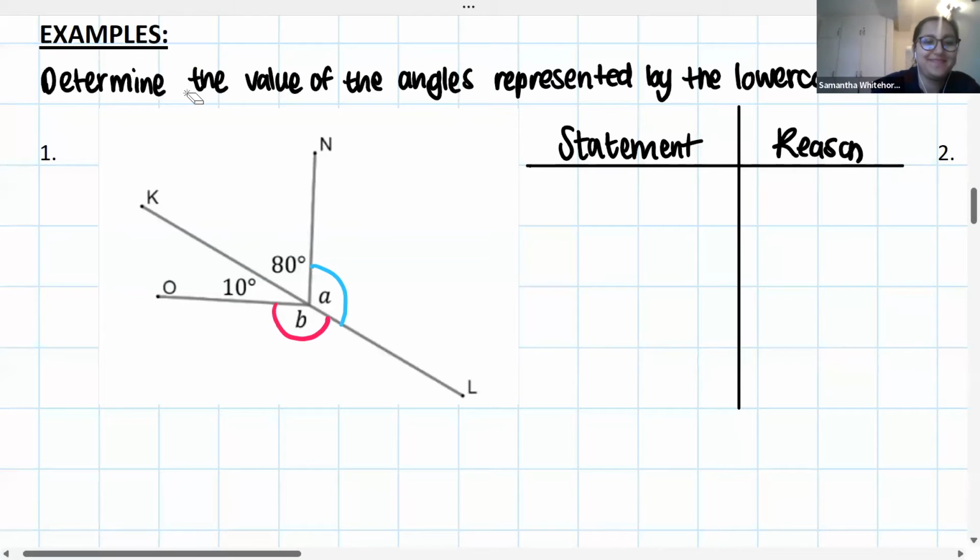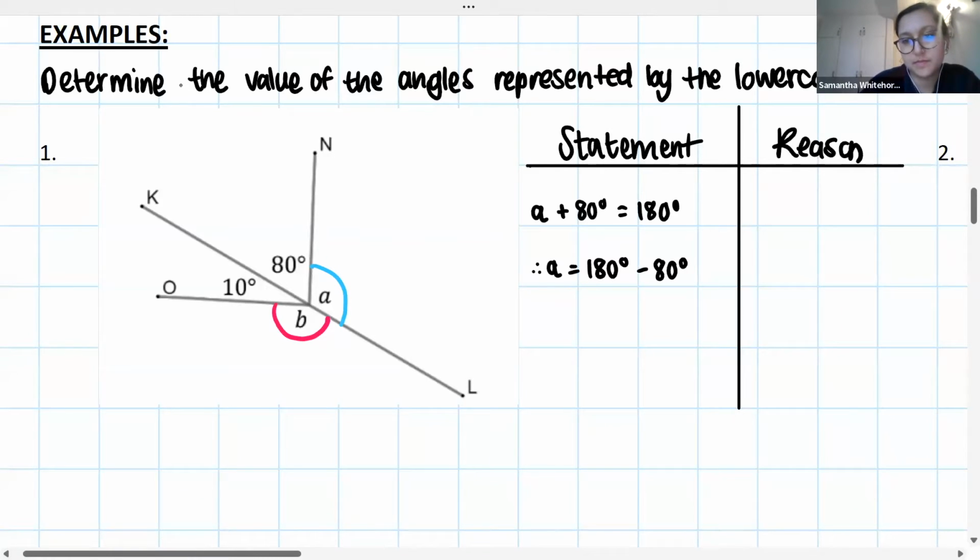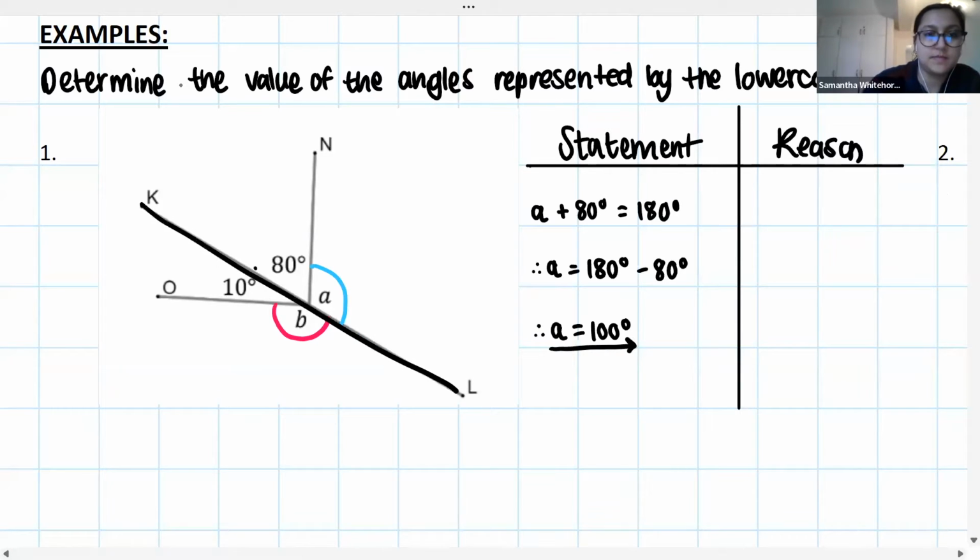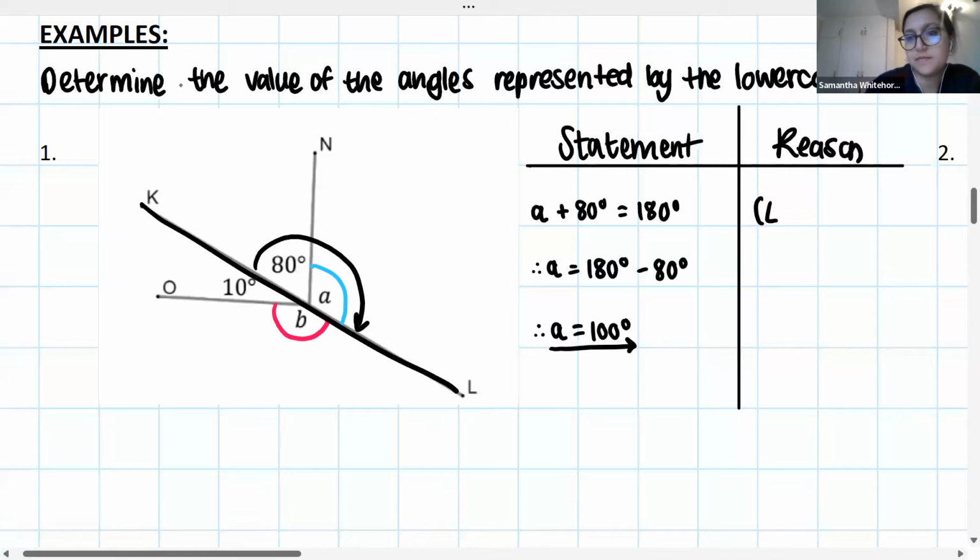I'm very good. So, ma'am, what I did to find A, I said A plus 80 equals 180 degrees. And then I moved the positive 80 over the equal sign, making it a negative. So I said A equals 180 minus 80, and then I said A equals 100. So I noticed 80, K and L were a straight line. So I remembered the reason, adjacent angles on a straight line, and then I used that reason.